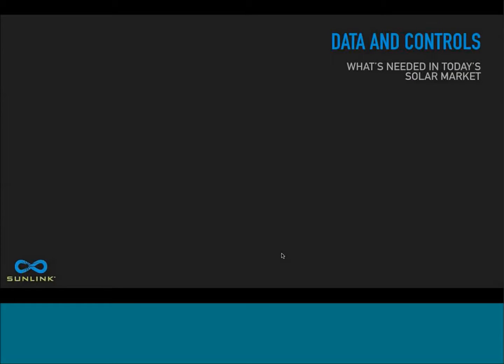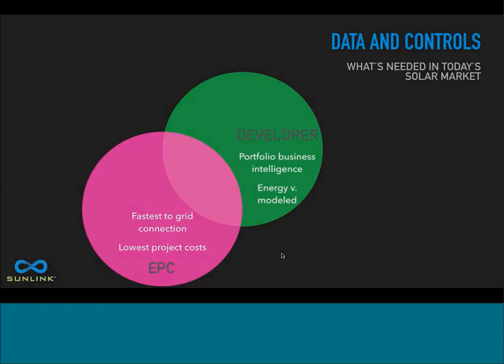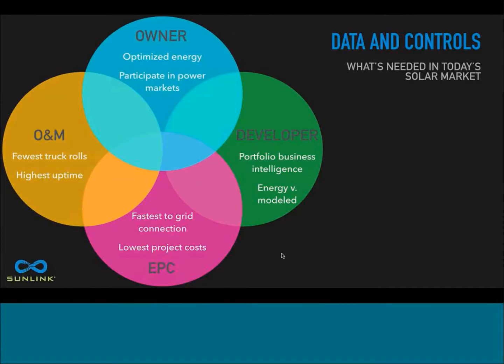So going into a bit more detail on what's needed in today's solar market, as Jonathan spoke of the different people who are stakeholders in this process, you have a developer that really cares about their portfolio business intelligence and their energy versus modeled, an EPC that needs the fastest time to grid connection and lowest project costs, an O&M team who really cares about having the fewest number of truck rolls and the highest uptime, and an owner who cares about optimized energy and the potential to participate in power markets.